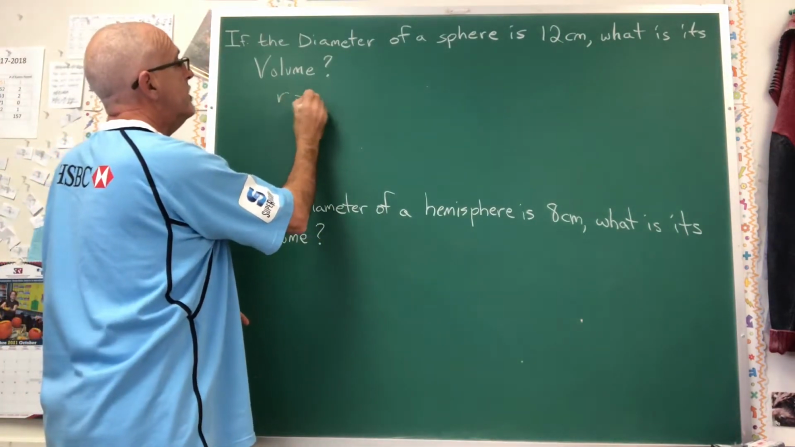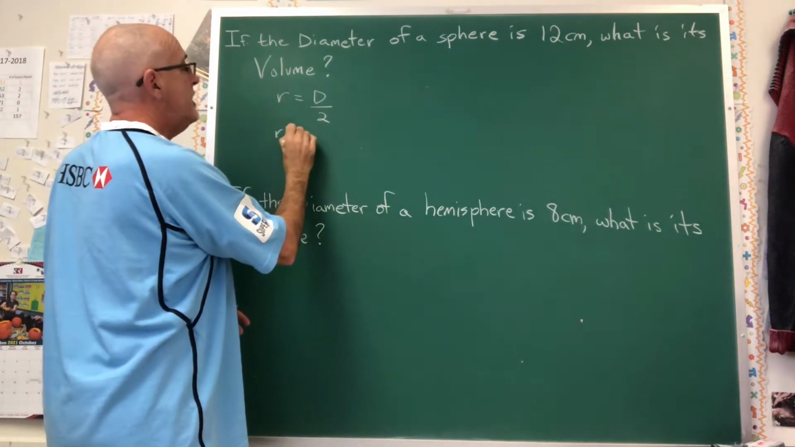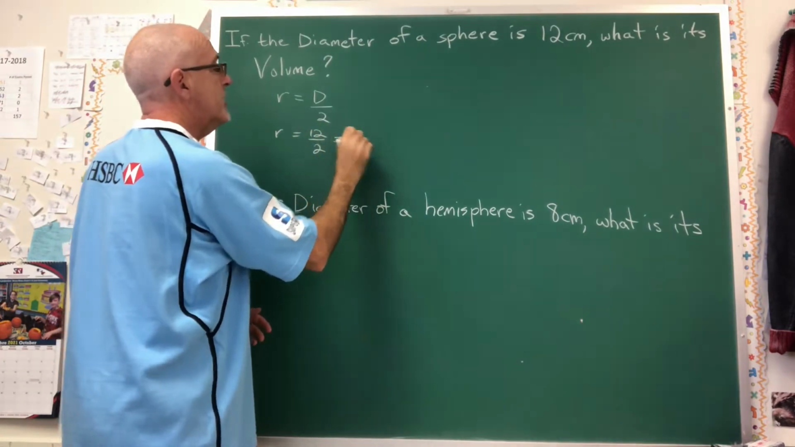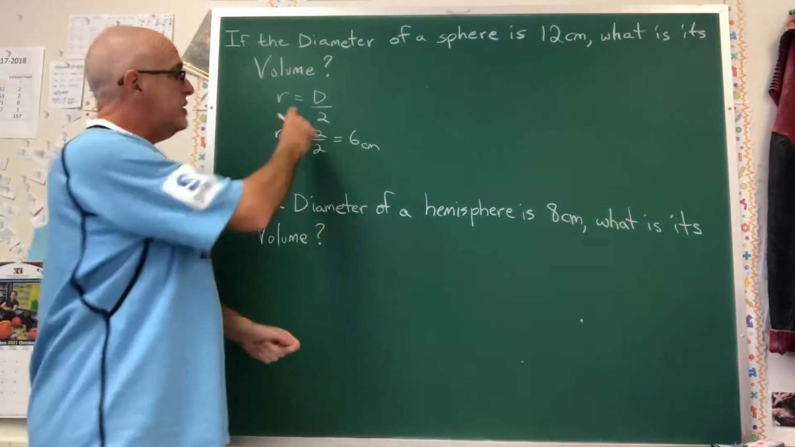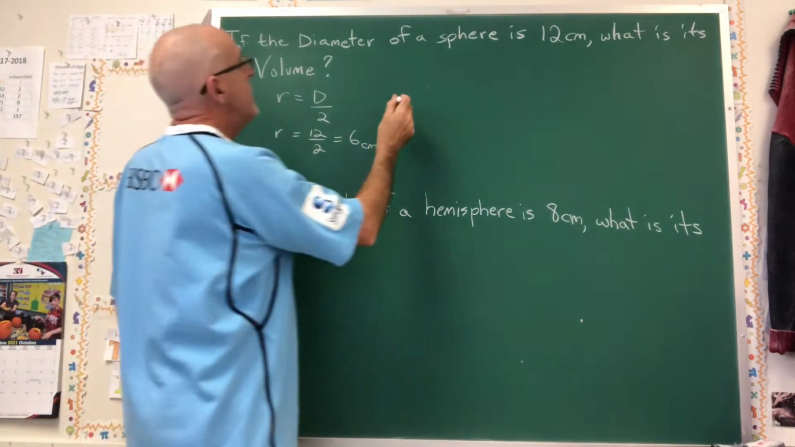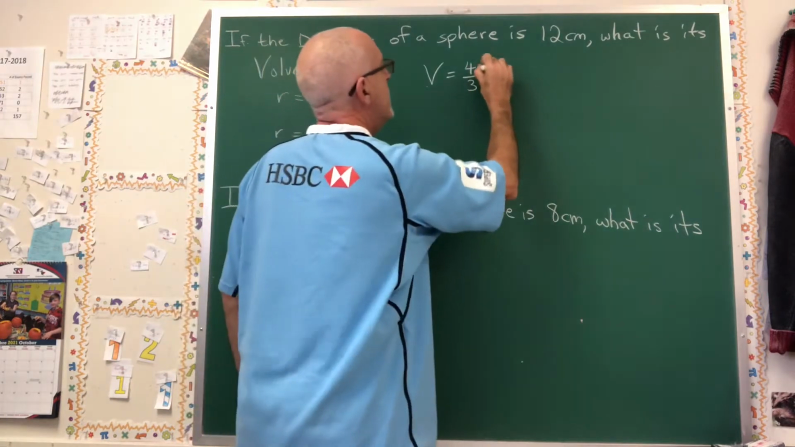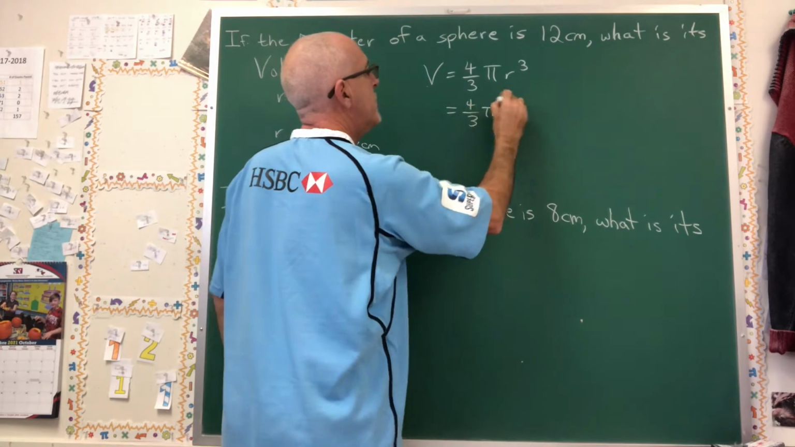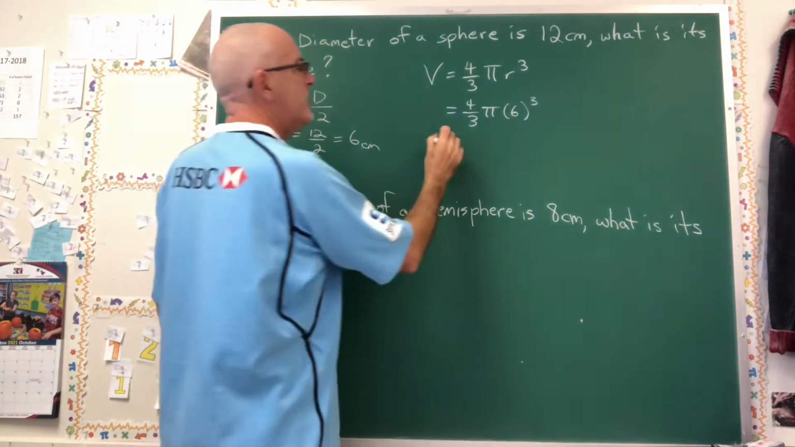The radius is equal to the diameter divided by 2. So the radius we need in this case is equal to 12 divided by 2, and that's 6, in centimeters. Not only do we need to use 6, we need to show this step so that we are justifying why we're using a 6. Now the volume of a sphere is 4/3 pi r cubed, which in this case is 4/3 times pi times 6 cubed. 6 cubed is 216.